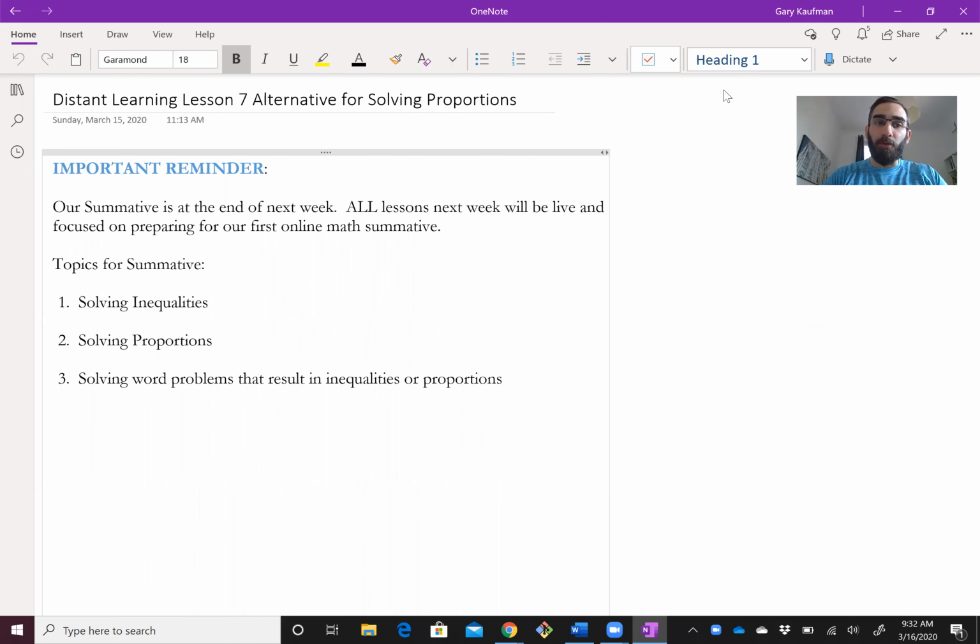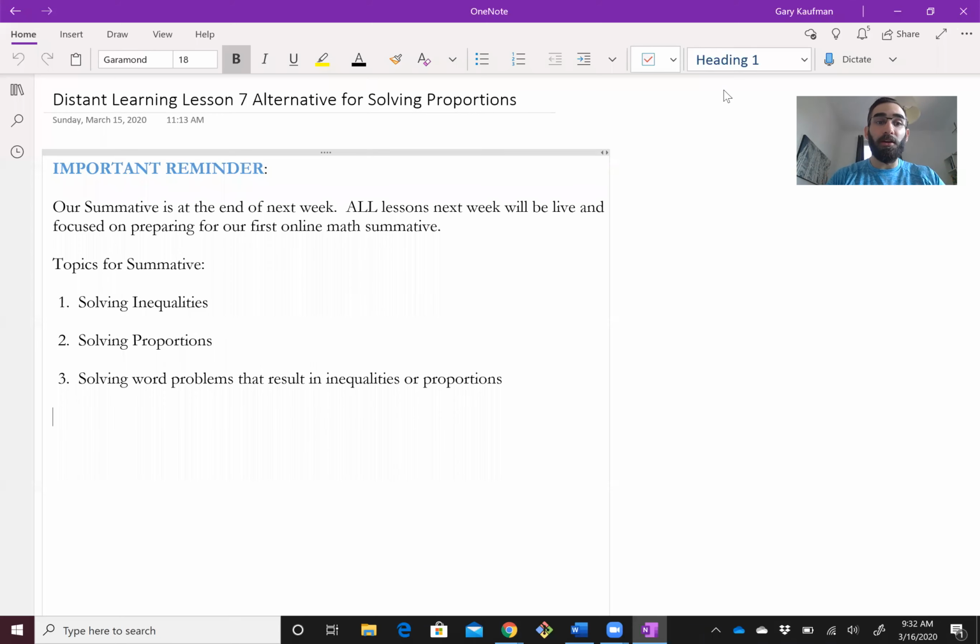I want to give you an important reminder that at the end of next week, we will be having our first summative. Lessons next week will be live, and so you will be logging in at class time. If you cannot make it at class time, I expect an email explaining why you cannot be there.